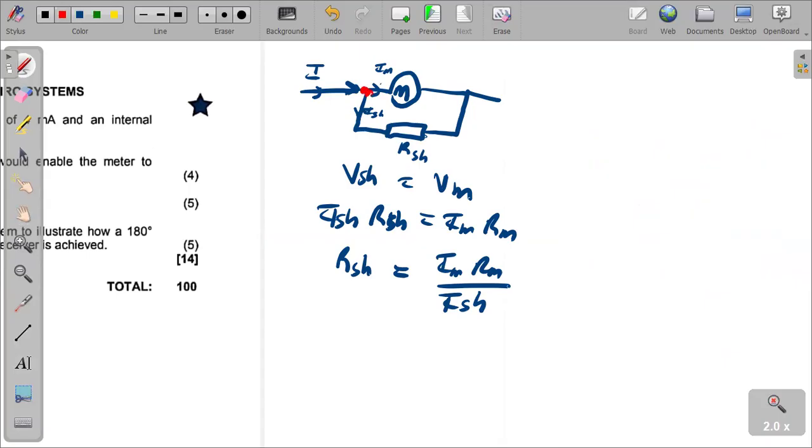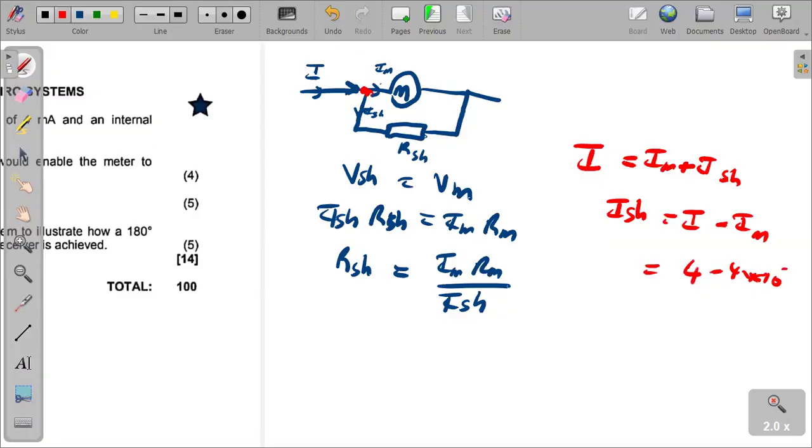So we use Kirchhoff's first law. Current entering the junction is equal to current leaving the junction. I is equal to IM plus I shunt. Making I shunt the subject, because it is the one that we want for the formula we've created, I shunt is equal to I minus IM. So we can say 4 minus 4 times 10 to the power of negative 3 amperes. That gives us our I shunt.